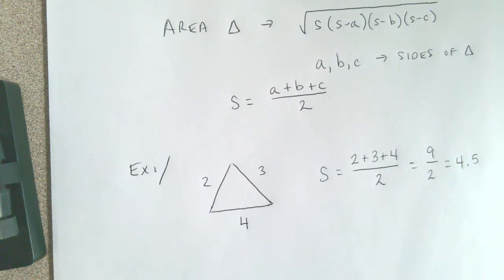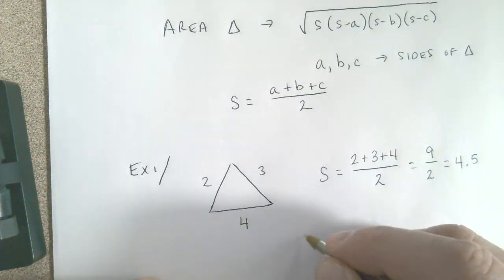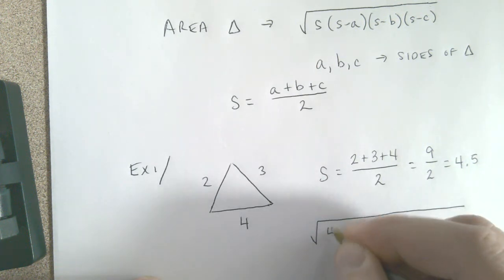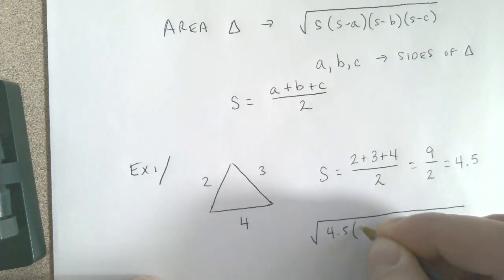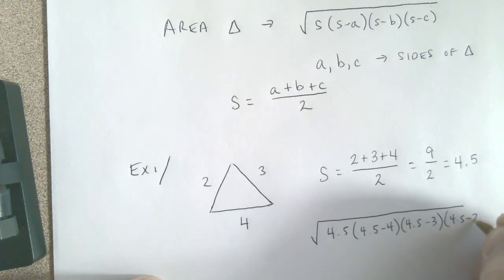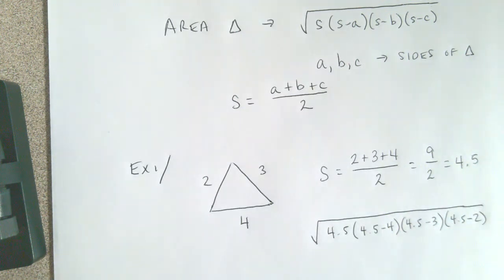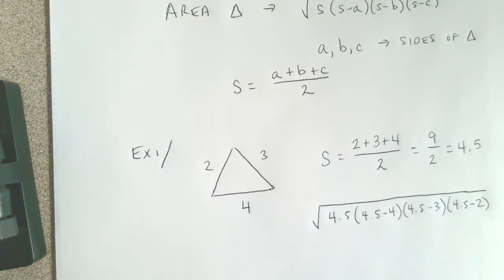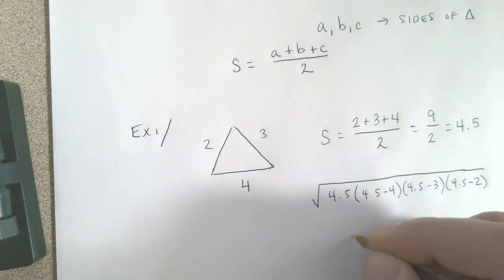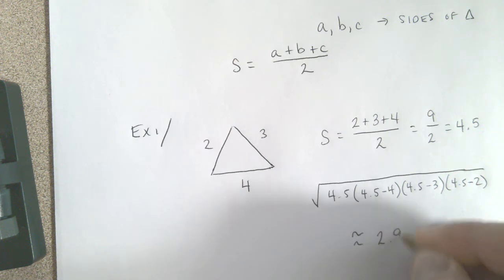Again, once we find the S value, then we can plug it into Heron's formula. So we get 4.5 times 4.5 minus 4 times 4.5 minus 3 times 4.5 minus 2, all under the square root. Let's take a second and type that into your calculator and see what you get. Again, I've typed it all in. I'm getting approximately 2.9.